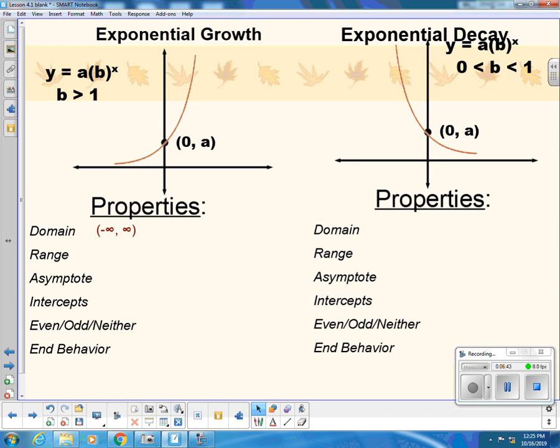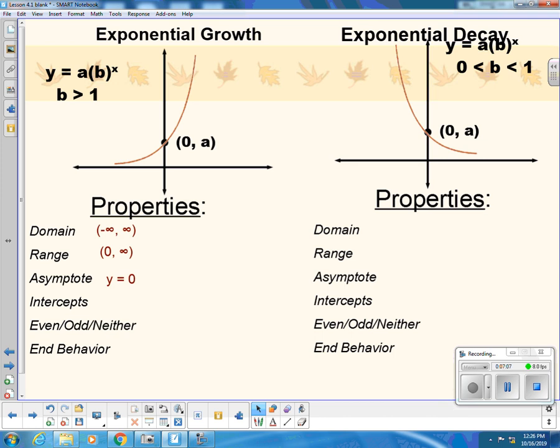The range is not all real numbers. It's got to be above 0. What asymptotes do you have? 0. Can we say it a little bit more specific, Jared? y equals 0. It's a horizontal asymptote, so it is y equals 0.